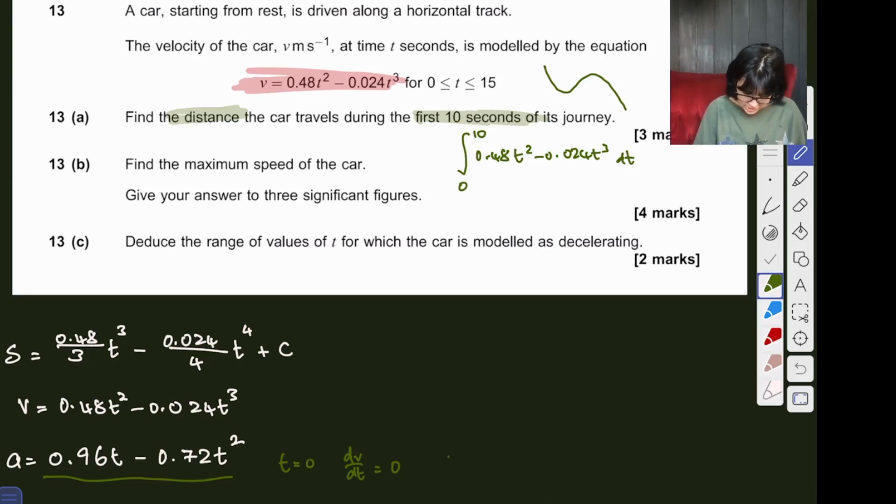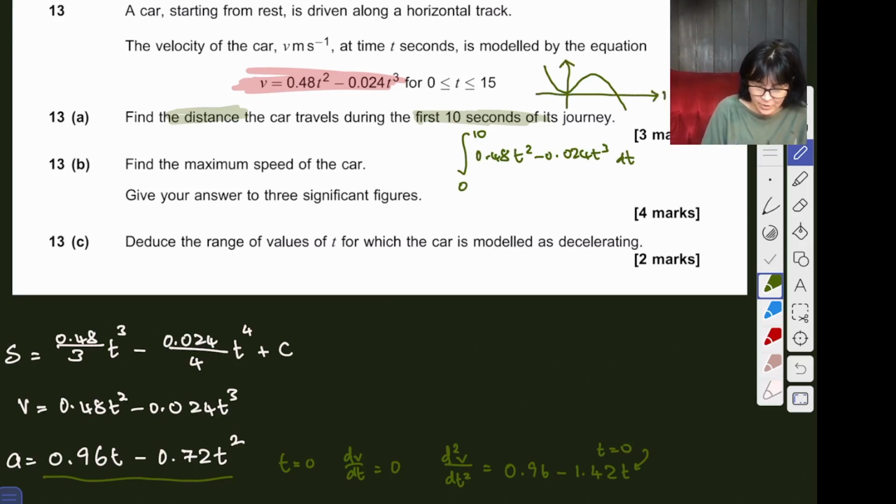Okay, so now I'm going to differentiate again. d squared v by dt squared. So that's the first derivative of a, because a is the first derivative of v. So that's going to be 0.96 minus 1.42, I think, t. So I'm going to sub in t as 0. My second derivative comes out positive, so it's a minimum point. At t is 0, I have a minimum point. Okay, now I've got an idea of what this graph looks like.